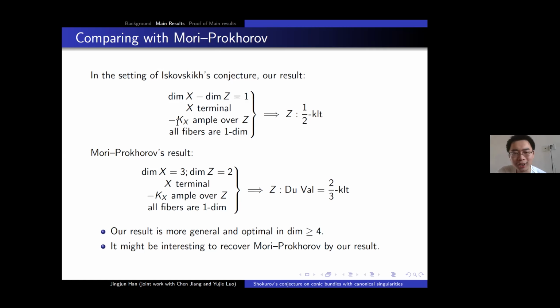We require that minus KX is ample over Z, in order to fit with the setting of Shokurov's conjecture. Then our result implies that the base Z is of 1/2-KLT, so the singularity is 1/2-KLT. And Moraga and Prokhorov's results only prove the case when the dimension of X is equal to 3 and the dimension of Z is equal to 2.